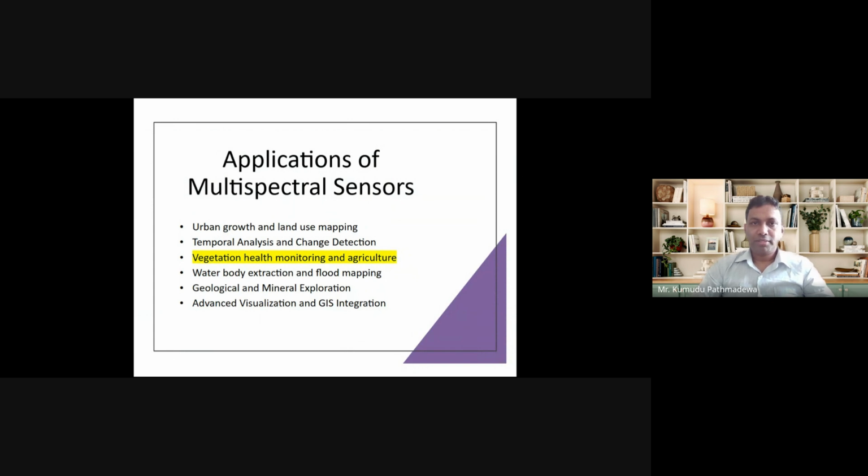So multispectral sensors are used in a wide range of practical applications, as you can see in the previous video also. We can use this for urban growth monitoring, land use classification, change detection over time, vegetation health analysis, flood mapping, water body extraction, mineral exploration, also GIS-based advanced visualization. So we can use multispectral sensor data for several applications.